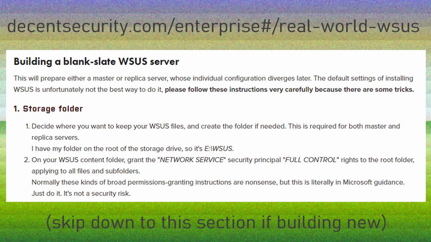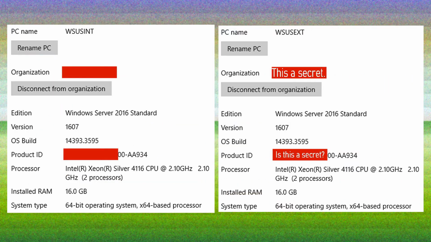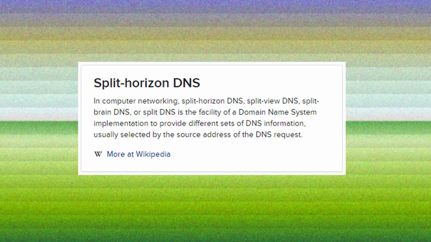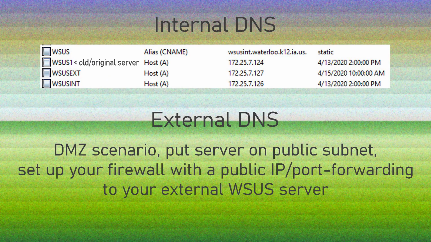I'm not sure why, but I did it, and it says that it's not a security concern, so go ahead and do it. Now's a good time to talk about what to name these 2 servers and the beauty of this system. I named them WSUS int for the internal master server and WSUS ext for the external public server. Then you can end up using some DNS trickery to tell your internal clients to go to the internal server, and you tell your clients out on the internet to go to your external server.